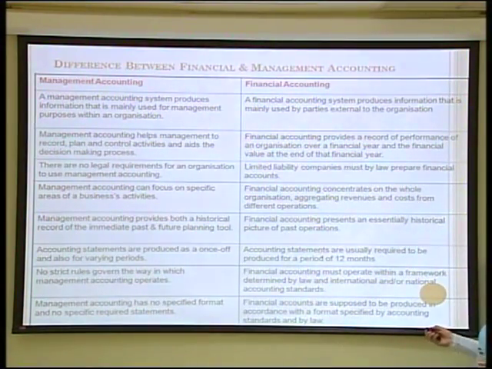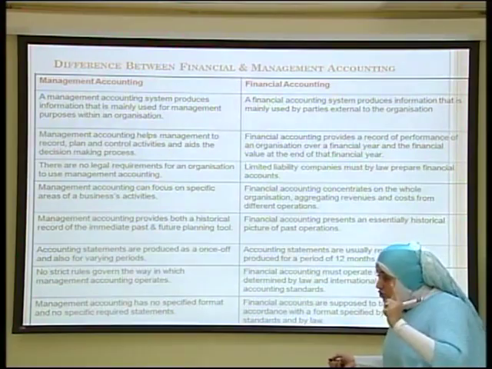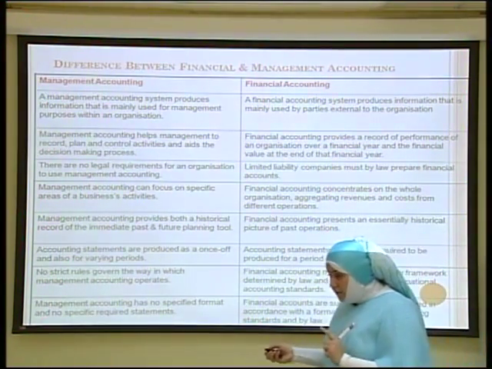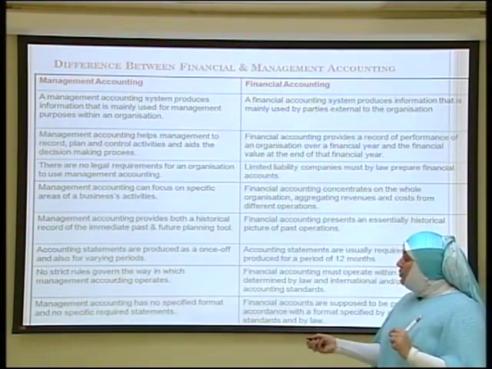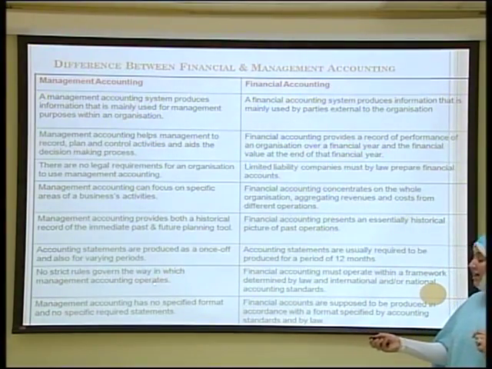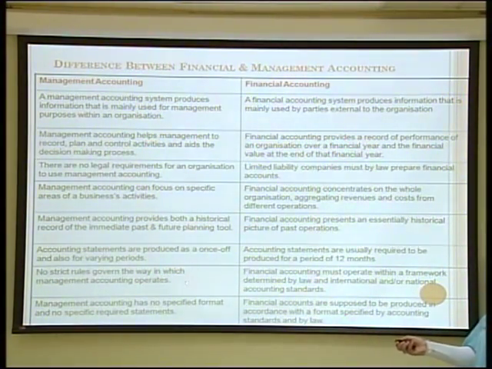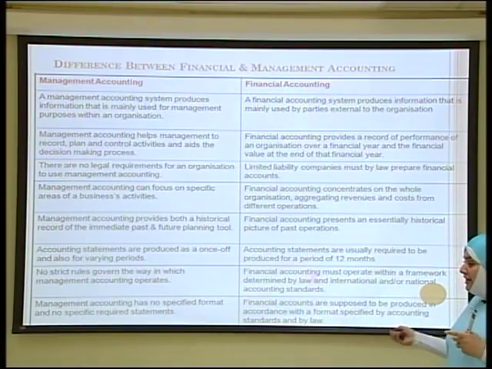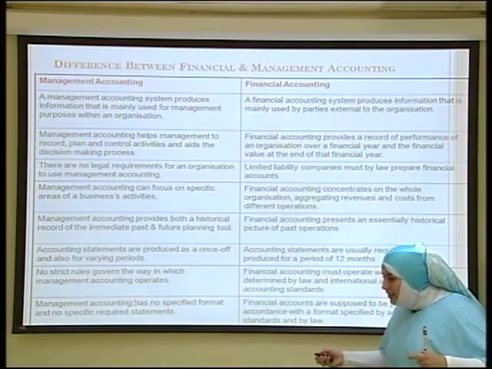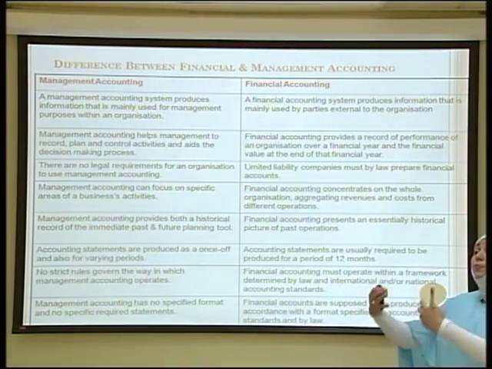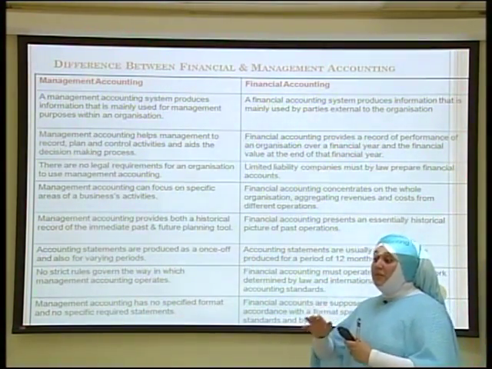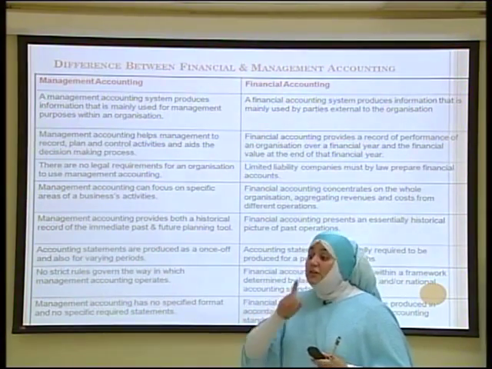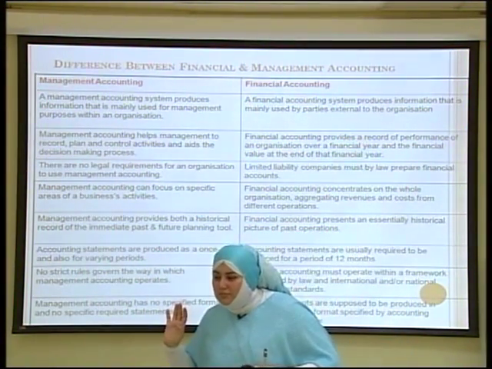But in financial accounting, the accounting statements are usually required to be produced for a period of 12 months. Every 12 months, you have to prepare the financial statements. Every year. Okay? No strict rules govern the way in which management accounting operates. No strict rules, like the generally accepted accounting principles, for example, which is for financial accounting, not for managerial accounting. No strict rules on how to prepare your reports. You can prepare them the way you want as long as the management can understand them.